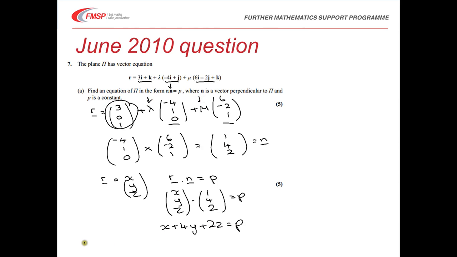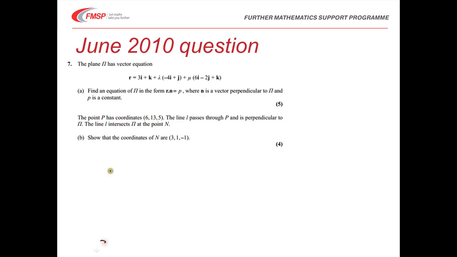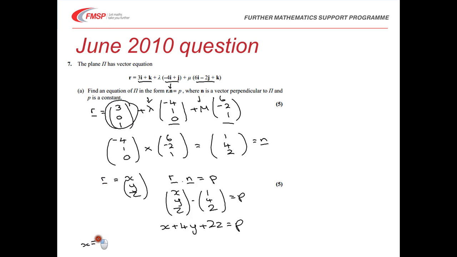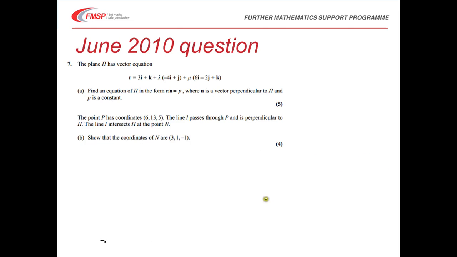So I'm going to substitute in x equals 3, y equals 0, z equals 1 into this equation. So that will give me 3 plus 0 plus 2 equals p. So this means that p must be 5, and it means that my equation in that form is x plus 4y plus 2z equals 5. Okay, let's move into the next part of the question.